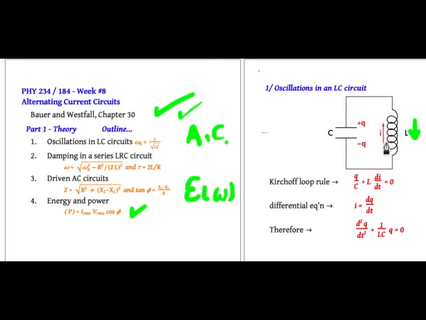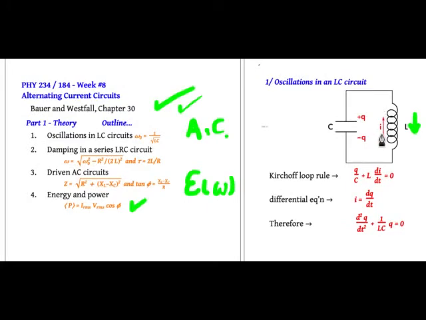So for example, if I were increasing, then di dt would be positive. Then there'd be a back EMF. It's Lenz's law. It's trying to prevent the change in the magnetic flux. So that's Kirchhoff's loop rule. Now we also have a relation between I and Q.